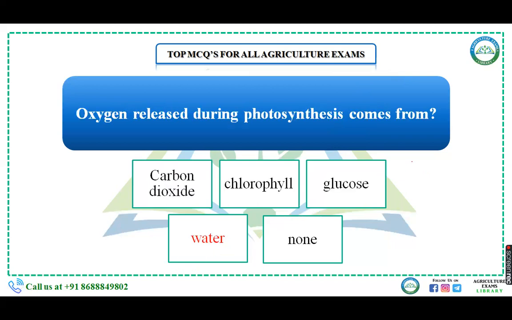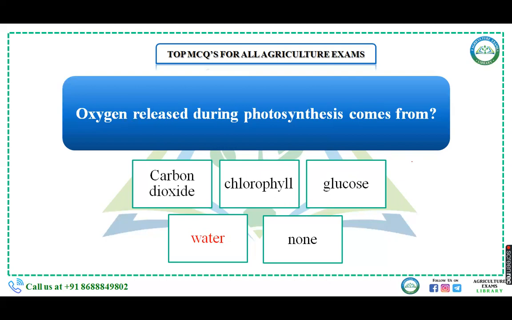Next question: oxygen released during photosynthesis comes from? Photosynthesis is the conversion of light energy into chemical energy. During photosynthesis, the plant takes CO2 and hydrogen from the atmosphere and converts it into glucose, and oxygen is released into the atmosphere. Then the oxygen released during photosynthesis comes from carbon dioxide, chlorophyll, glucose, water, or none.